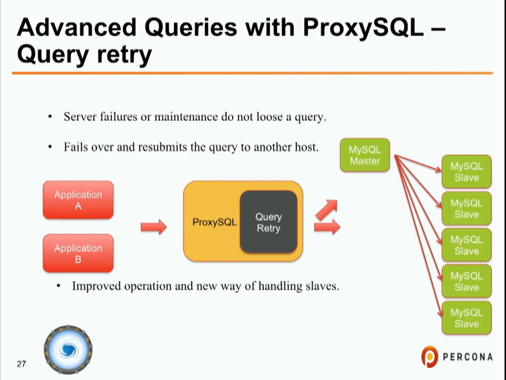Query retry. This is another interesting feature, in my opinion. So let's assume that the application is sending traffic to the proxy, which is doing its own read-write split, query routing, etc., and is executing a select on one of the slaves. And while it's executing the select statement, the server dies. In a normal condition, if there was no proxy, the application would get an error that the query failed.